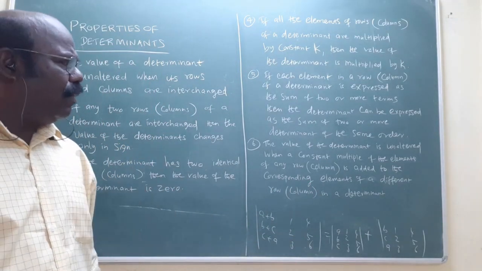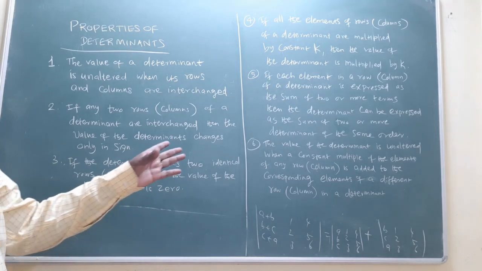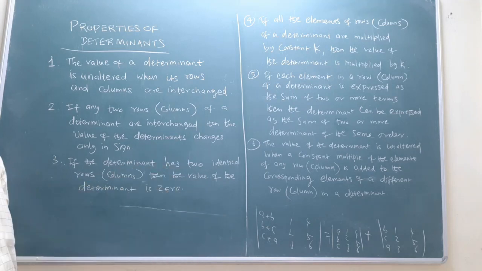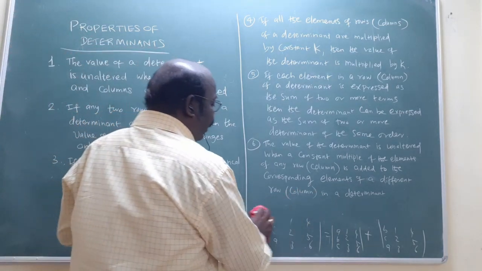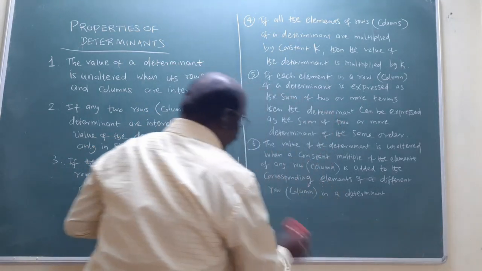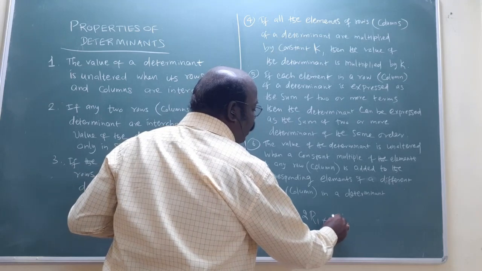Next one: the value of the determinant is unaltered when a constant multiple of the elements of any two rows or columns is added to the corresponding elements of a different row or different column of the determinant. Suppose R1 is multiplied by 2, R2 is multiplied by 3.